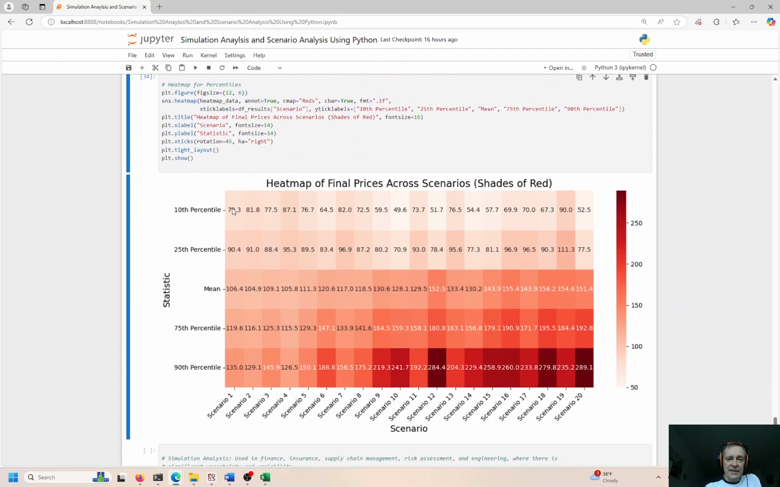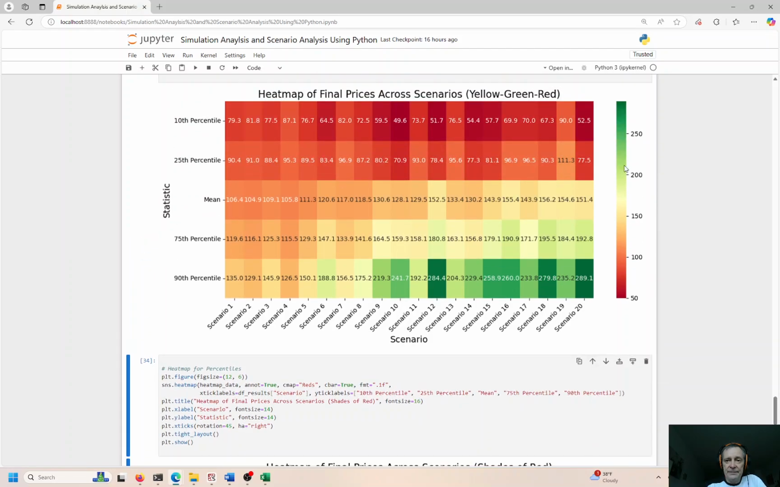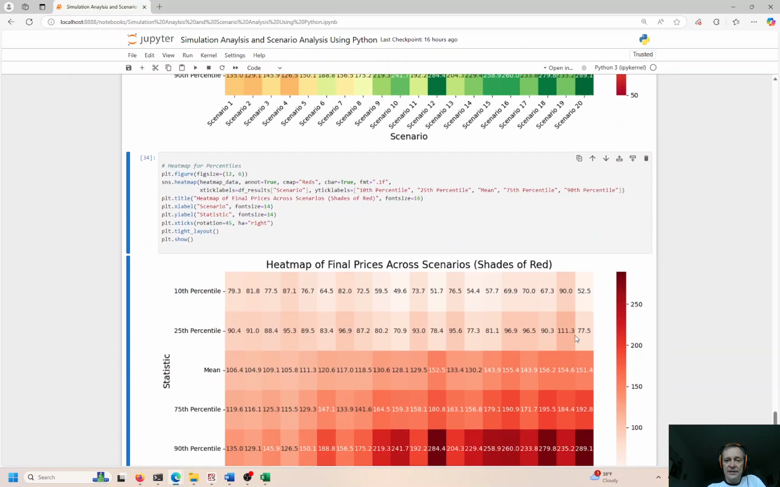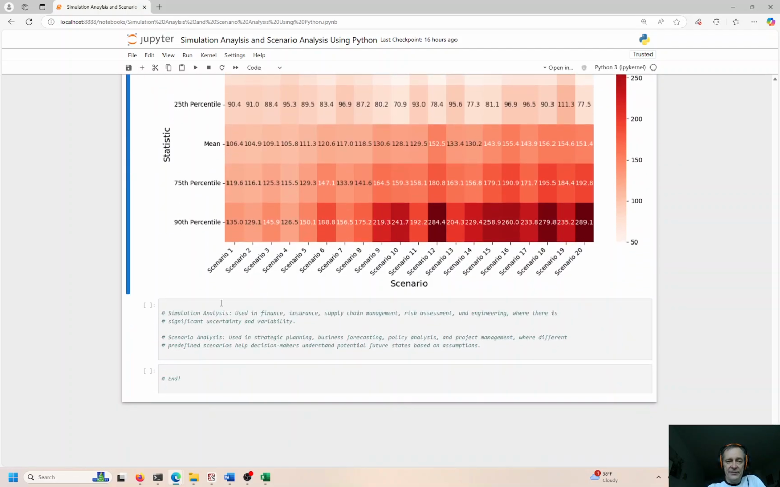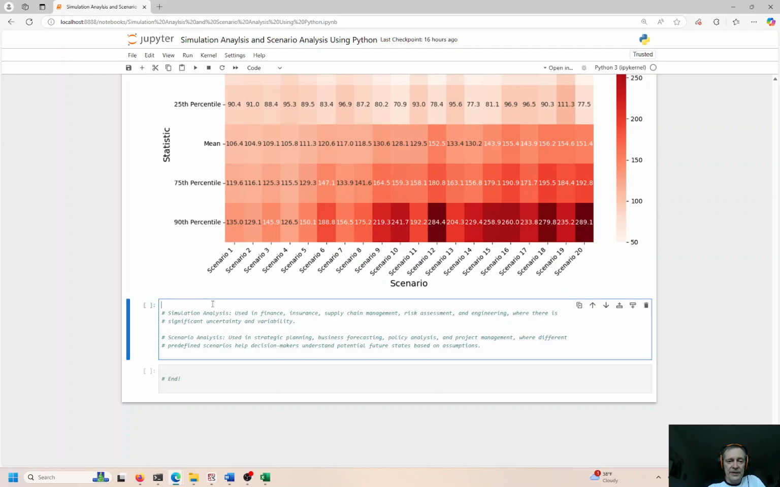Same number, 79.3, upper left-hand corner, kind of looks like Washington State. Here's Florida down in the southeast, 289. These are just red colors. These have red, yellow, green. Green is the highest, red is the lowest here. Dark red is the highest, and light pink is the lowest, right? So it's another type of heat map, just a different rendering of colors, right? So that's kind of it, guys.